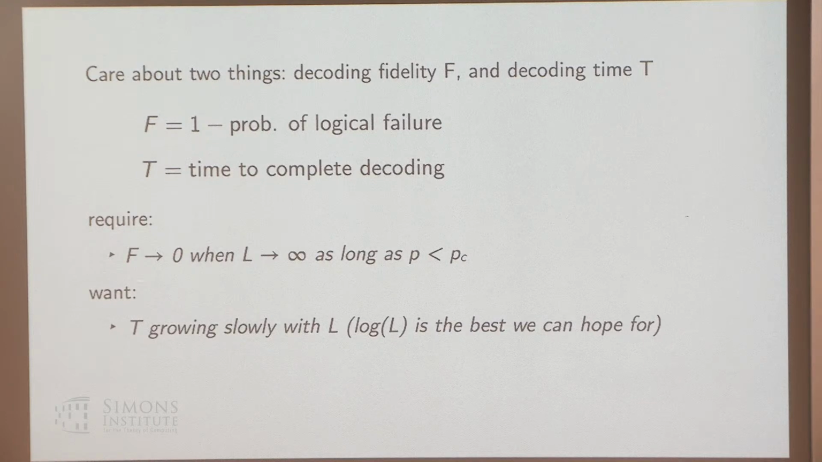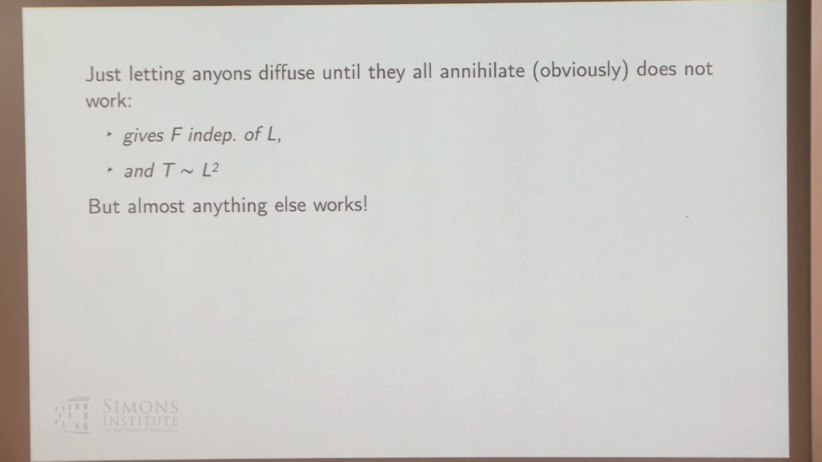We definitely require that the fidelity go to 1 when the system size is made infinite, as long as the error rate is small enough. And what we'd also like is that the decoding time grow as a slow function of the system size. We want the decoding to be fast, and the fastest it can be is log L. Log L is the size of the biggest errors that we expect to get in our system under this noise model, and since we're doing things locally, the fastest this can go is log L. This is what we're aiming for.